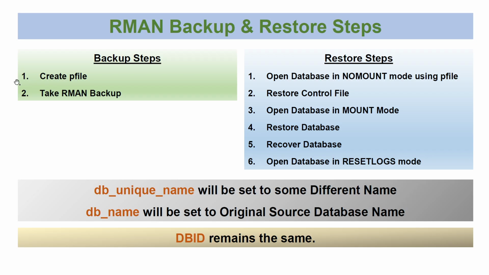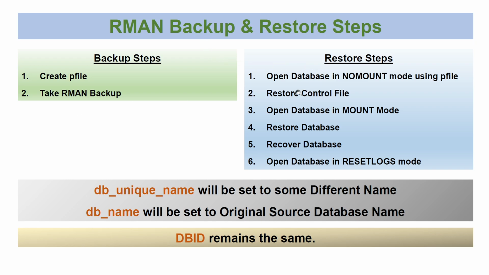In this method, we will create the p file and take the RMAN backup. Both of these steps were done in the previous labs, where we created the p file in the first lab, which we used for the second lab as well. We took the RMAN backup in the previous lab where we did the backup based duplication. So I'll use the same backup and not take a fresh one.